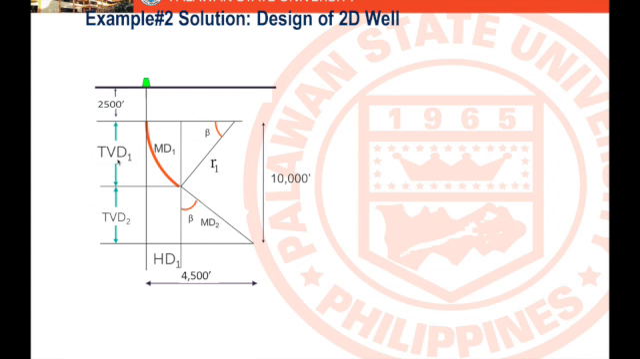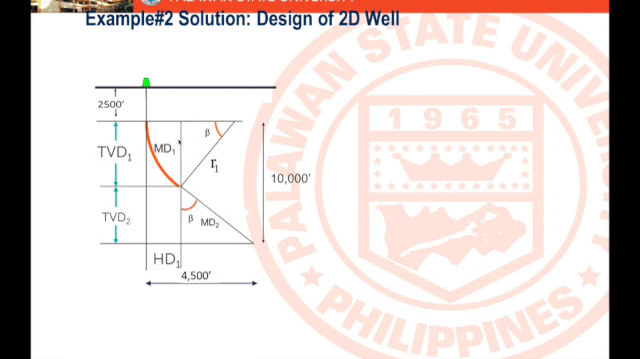Okay, so we also need to calculate the dimensions right here of these two true vertical depths, the TVD1 of your build section and TVD2 from the end of build up to the target. So we know that the total vertical depth is 12,500 feet. So the kickoff point is at 2,500 feet. So TVD1 plus TVD2 would be a total of 10,000 feet.